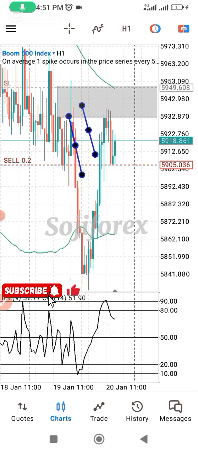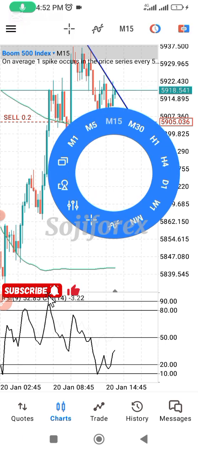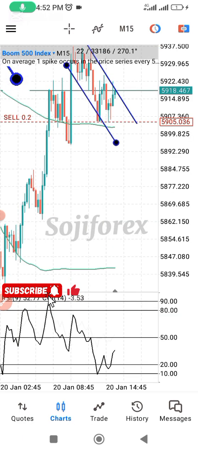Please, anytime you want to enter based on a candlestick pattern on a higher time frame, like H1, try and go to 15 minutes and see exactly what is happening. Coming to my 15 minute now, this is what I discovered. What is forming on my 15 minute is a bullish flag pattern. Can you see it? On my 15 minute is a bullish flag pattern.